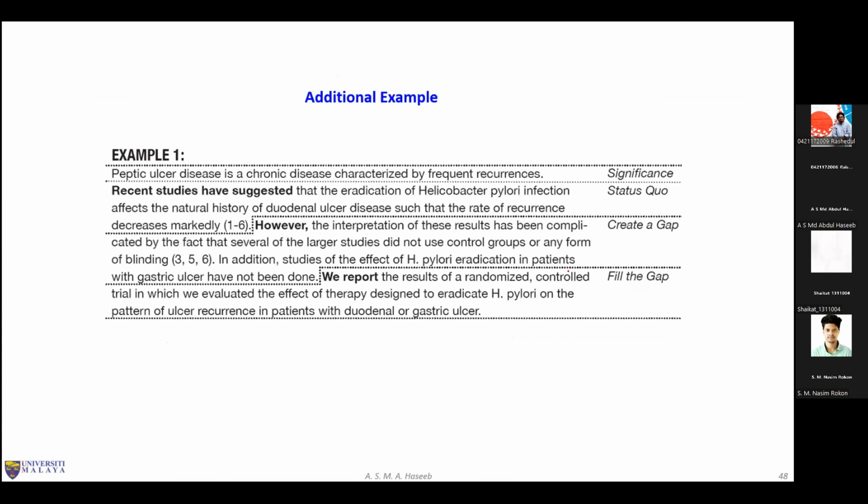There are a few other examples, very similar. So significance and status quo, which is the most recent work up to the most recent time. And then you create a gap. However, something is missing. And then you fill the gap. We report the results in a randomized way, etc. And of course, it's shown in a very tiny space, but in your case, when you write your research paper, you have about 1.5 pages to 2 pages. Then you can elaborate on each section to make it convincing.